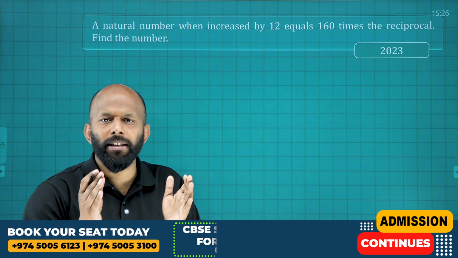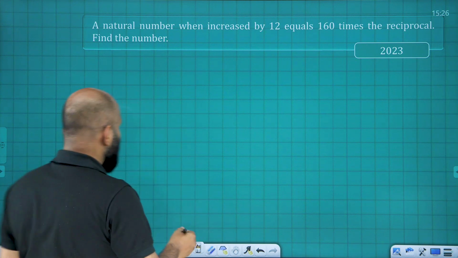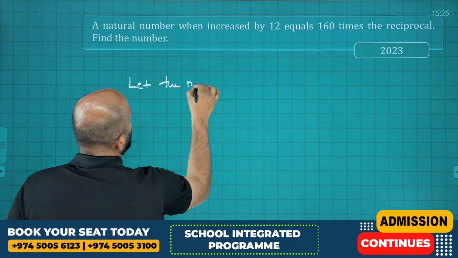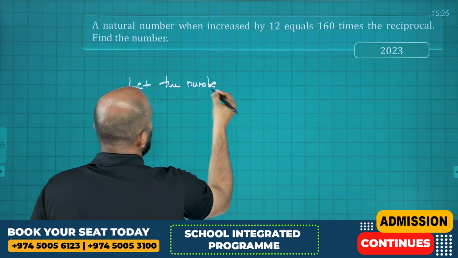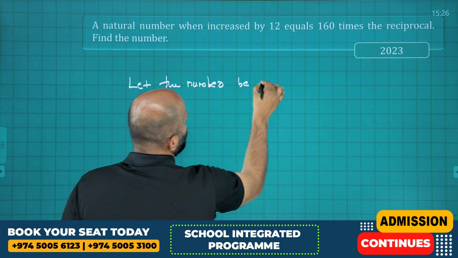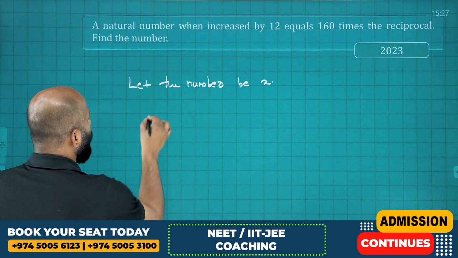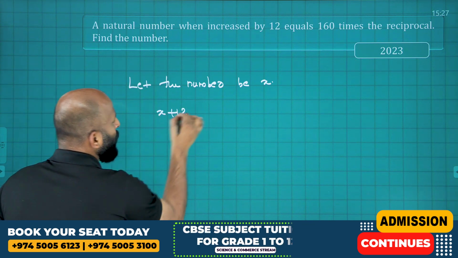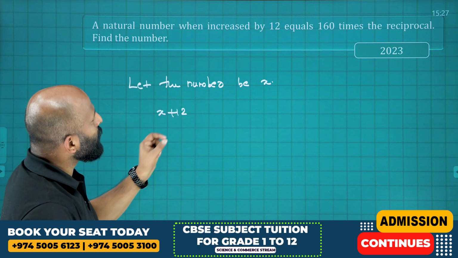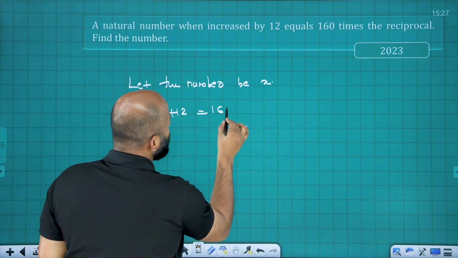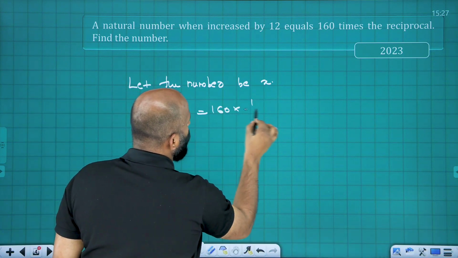So we can consider our number as x. Let the natural number be x. Now, when the number is increased by 12, x becomes x plus 12, that is equal to 160 times its reciprocal. That is equal to 160 into the reciprocal of this number, which is 1 by x.